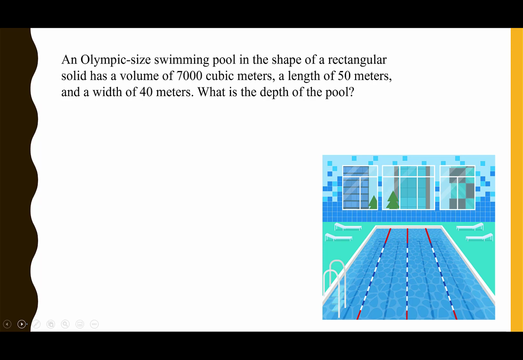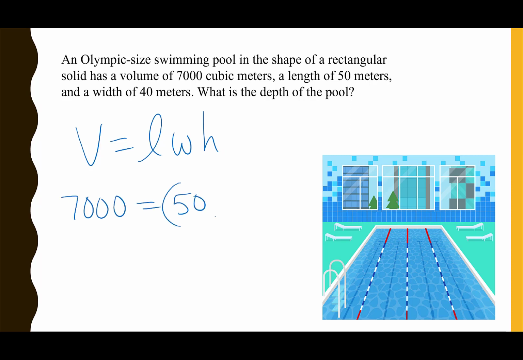Okay, so there were some common formulas that I showed you in class. To find the volume of a rectangular solid, this is length times width times height. In this problem, the height is the depth because we're talking about a swimming pool. So we do know that 7,000 is the total volume, and we know it has a length of 50, a width of 40, and the depth is what we don't know.